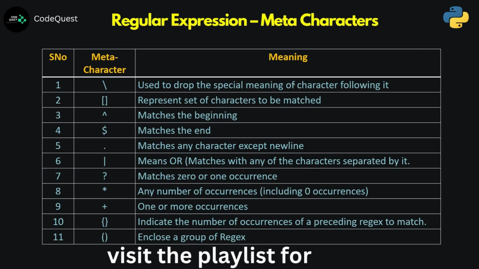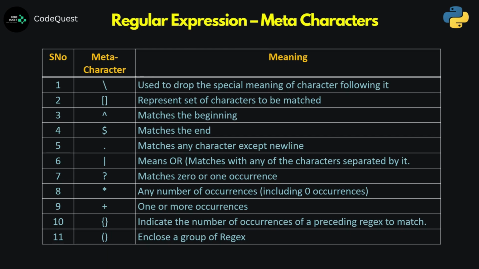Now let's make a list of all the meta characters that we have in regular expression. To start with, this backslash, which is one of the meta characters, is normally used to drop or change the special meaning of a character. Normally when I'm writing, suppose, small d, that is an alphabet, but if I keep a slash before the d, the meaning is going to change. It's not going to be treated as a simple alphabet, rather it has a specific meaning then.